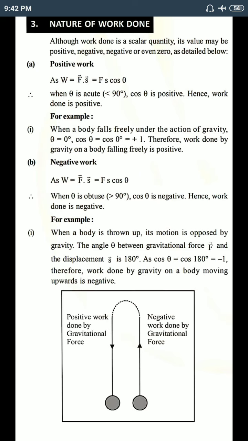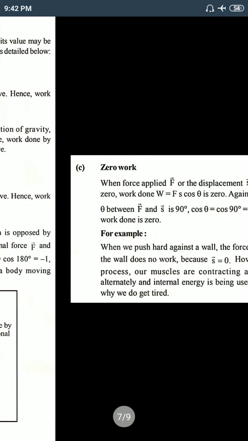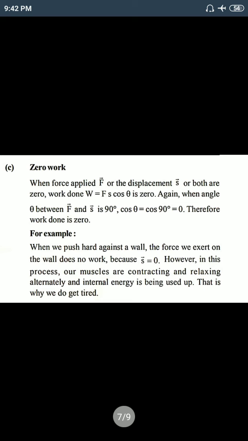For positive work done, theta is always less than 90 degrees, an acute angle, and for negative work done, theta is always greater than 90 degrees, an obtuse angle. Another case, zero work done, we already discussed. Zero means when theta equals 90 degrees.